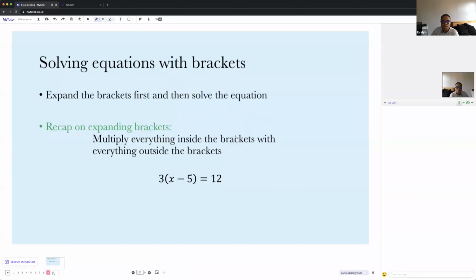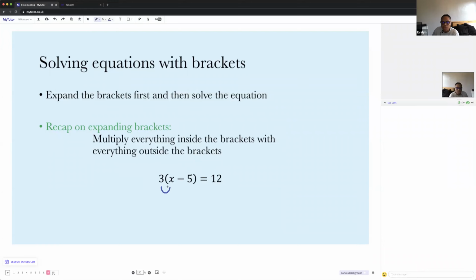Right, so the last thing that we are going to go through in terms of solving with linear equations is solving with brackets. Now, the best thing to do when you're solving equations with brackets in it is just expand the brackets and then solve. So if we have a look at the example below, we're going to expand the brackets first and then we're going to solve the equation.